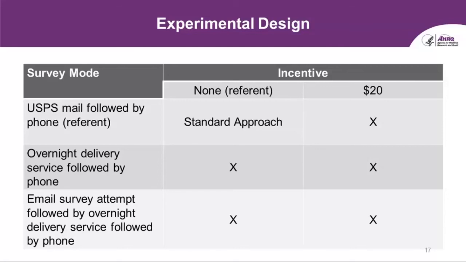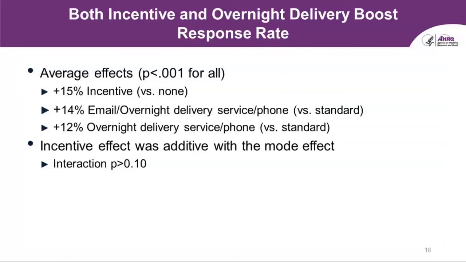And then the third approach was a 3-stage approach, so that people were first contacted by email. If they didn't respond, then there was the overnight delivery service, and then people who didn't respond to that were followed up by telephone. And so we looked at all 6 combinations of these 3 sequential delivery processes and whether we had an incentive or not. And so the next slide summarizes what we found.